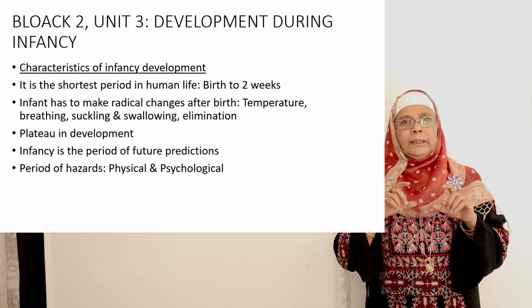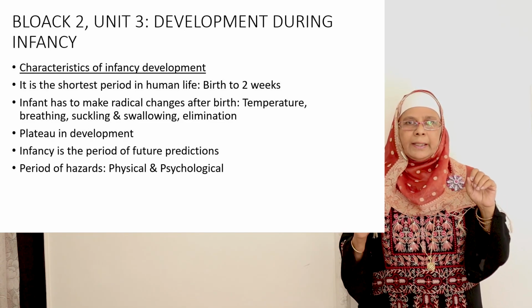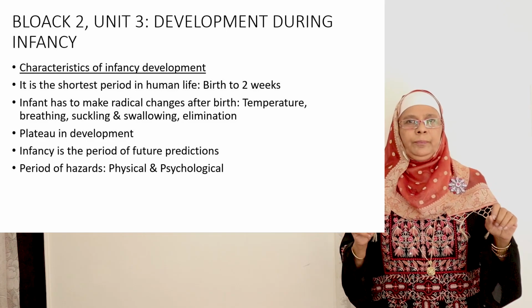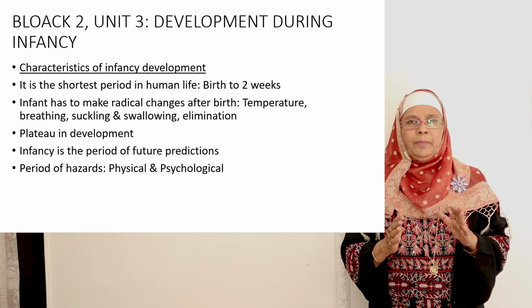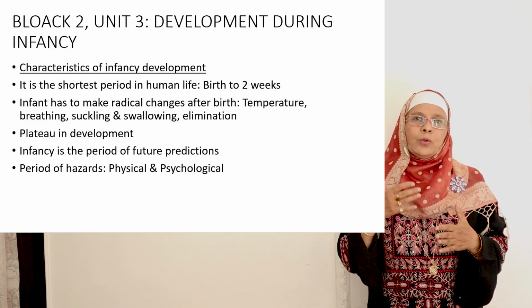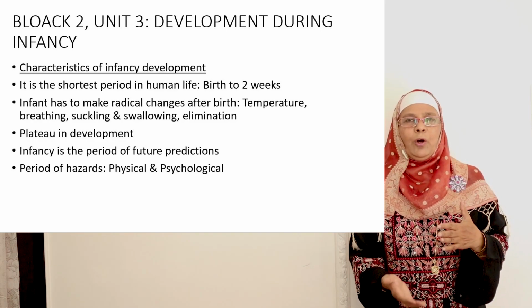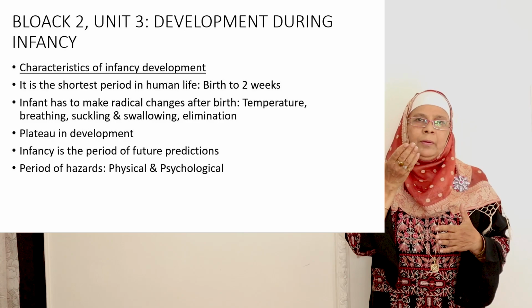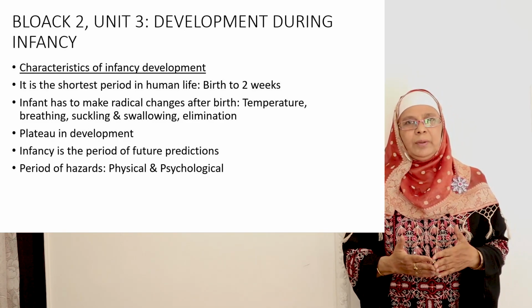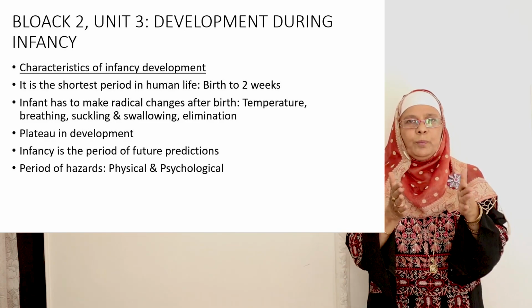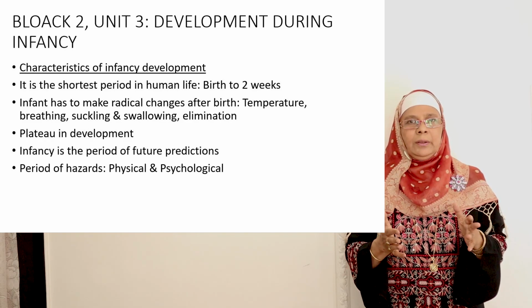What radical changes does the child have to make in the infancy period? He has to make an adjustment to the temperature. The mother's womb temperature is always constant. When the baby is born, the outside temperature may be below or above the mother's womb temperature. So temperature changes are there in the environment, and when the baby is born, he has to adjust to this new temperature.